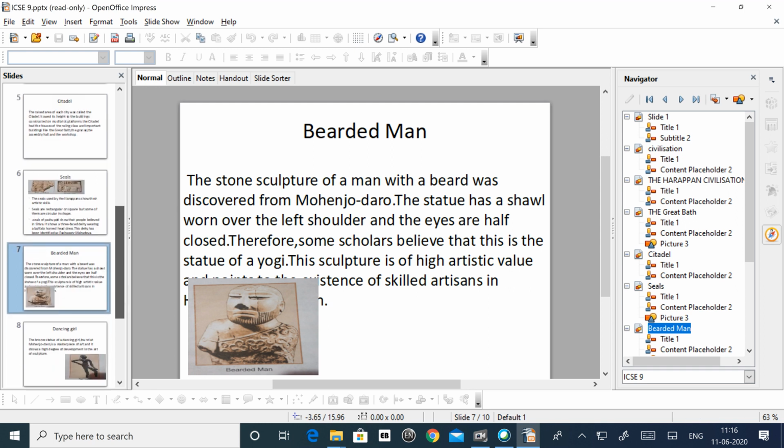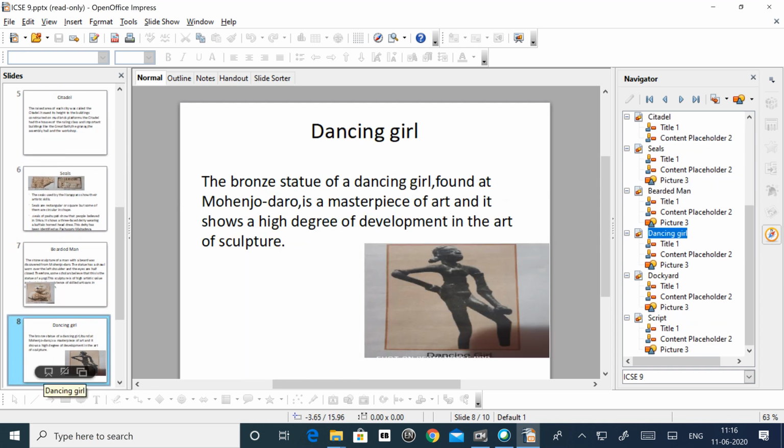Then next one is dancing girl. There is another statue, the dancing girl, and it is found at Mohenjo-daro. It is a masterpiece of art, and it shows a high degree of development in the art of sculpture. It is also a bronze statue.